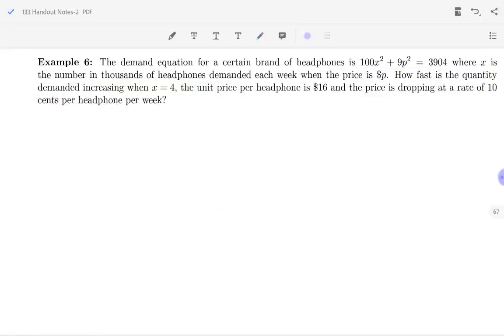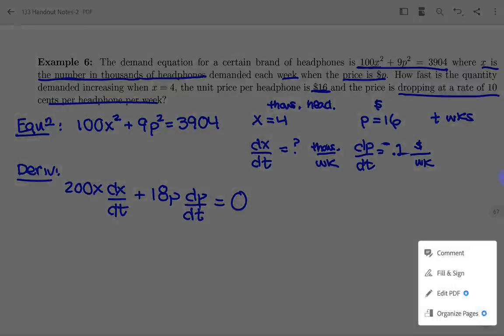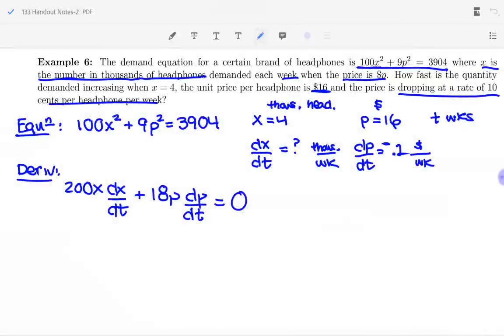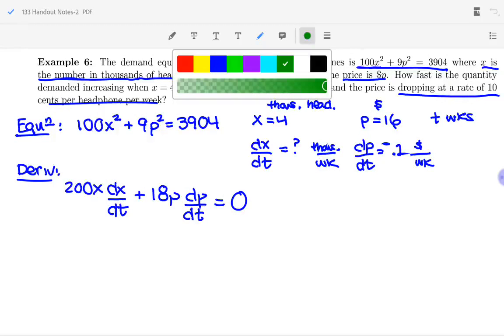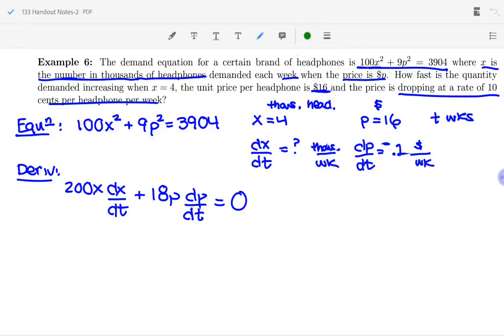My next step would be to plug into it. I'm going to plug in everything I know, and I'm going to solve for the derivative that I don't. I know what's happening to the price. I know dp dt, and I want to figure out what's happening to the demand from that. I'm solving for dx dt for this one, but I should know everything except for dx dt. So I'm going to plug in. I have 200 times my x value. There's currently 4,000 headphones demanded per week, so there's the 4. Times dx dt, I want to figure out what that is. Plus 18 times my current price in the headphones is $16. Times my dp dt, we're dropping it, we're doing a negative $0.1 per week. That's dropping it by 10 cents.